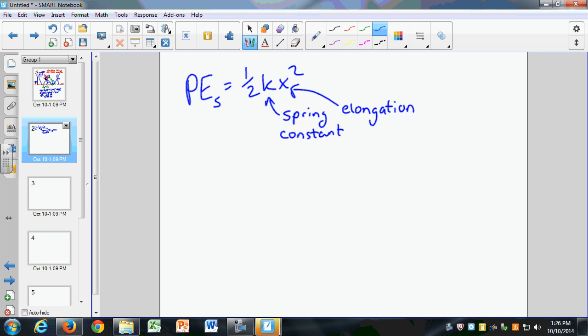So K describes how stretchy the material is, right? If it's not very stretchy, you have a big K, so it holds a lot more energy. Like those big thick rubber bands, they have a big K, right? And so if you stretch them, they go a long way. But those little dinky rubber bands have a small K because they're very stretchy. So that's the spring constant, and the elongation is just how much you stretch it.